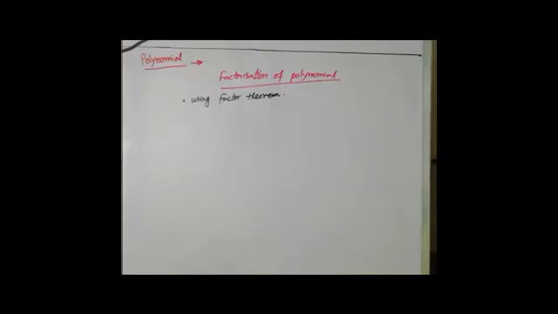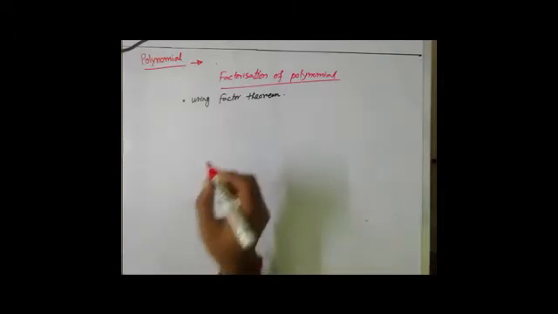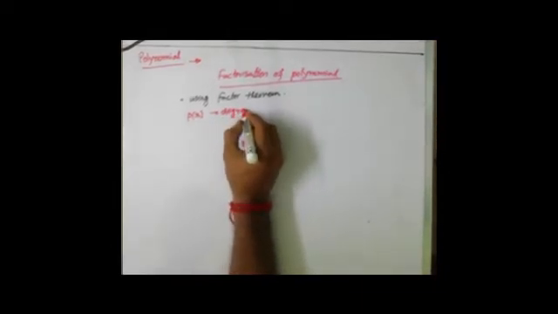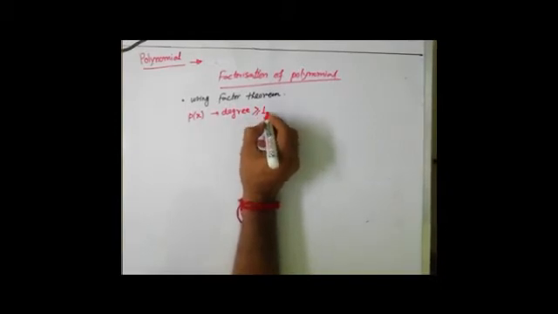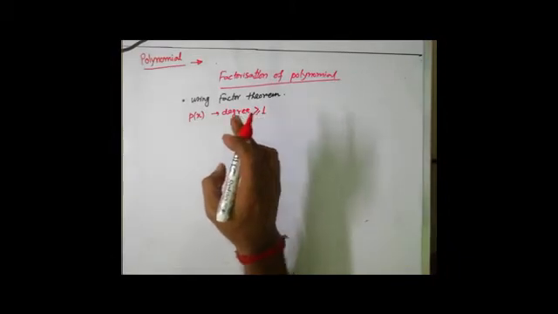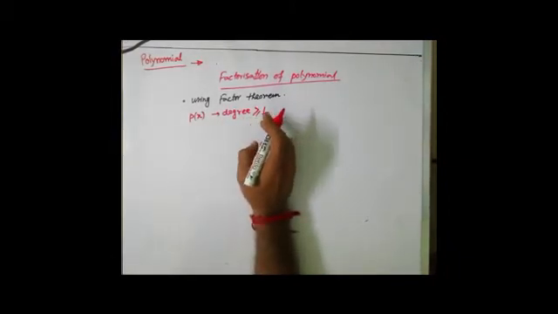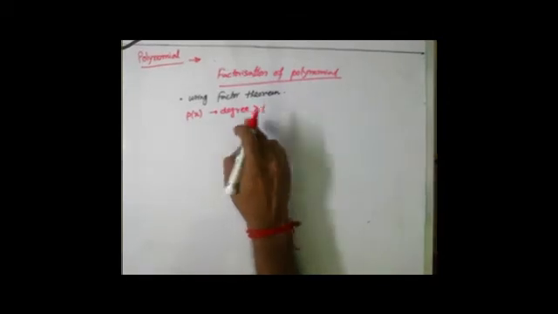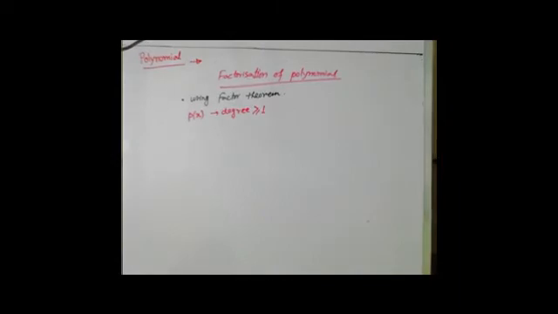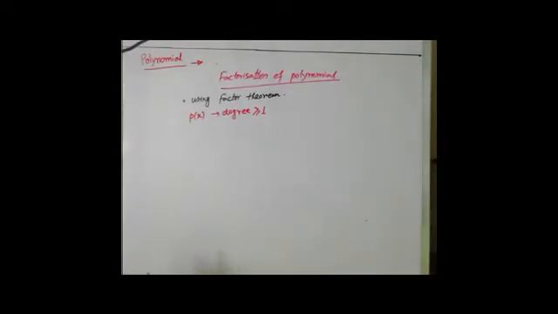So factor theorem is nothing but, it is very easy. Suppose p(x) is a polynomial whose degree is greater than or equal to 1. Greater than or equal to 1 means it can be a linear polynomial, or it can be more than linear, like quadratic or cubic. But it cannot be a constant.